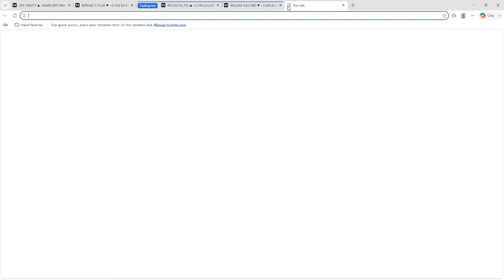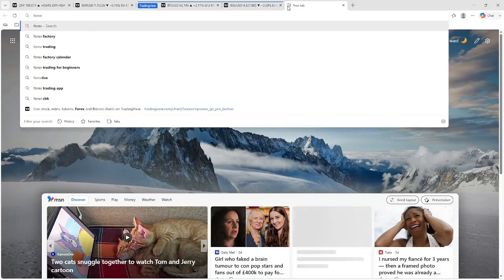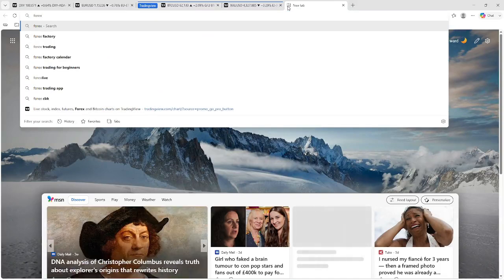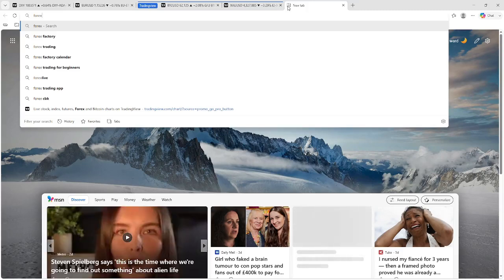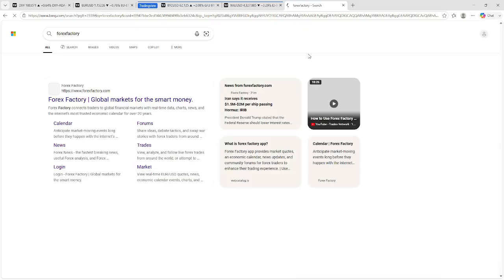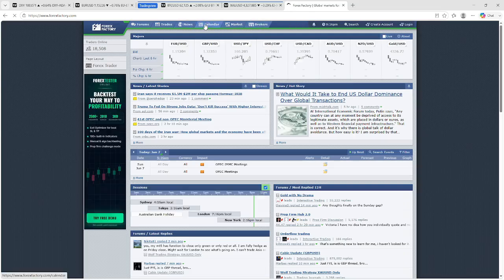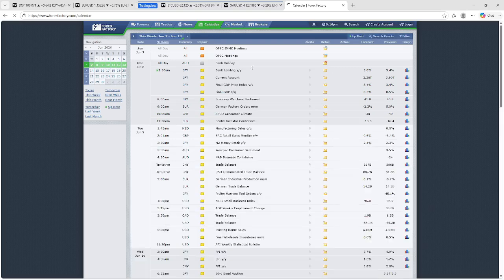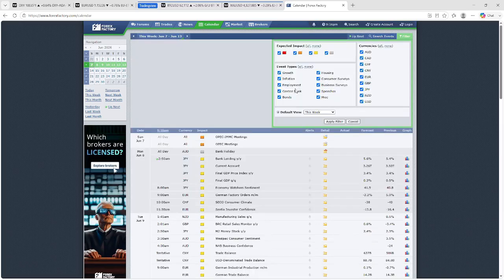But before we finish, let's check the fundamentals of this week. And I usually check Forex Factory for my fundamentals. Yes, a moment. Open the calendar and have to filter.